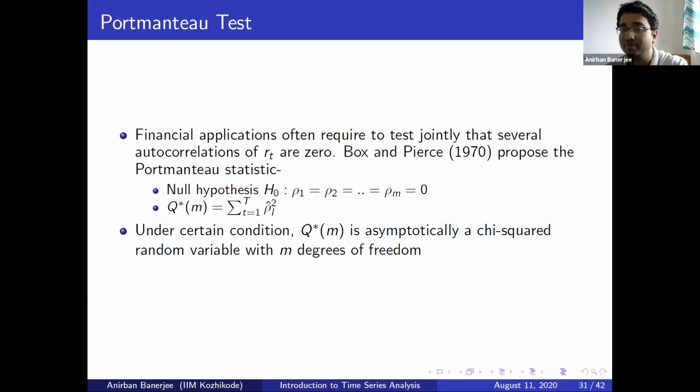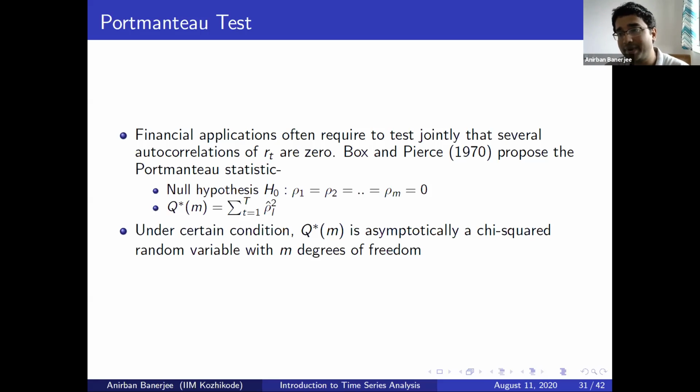Here we are trying to do something similar. By default, rho 1, rho 2, up to rho m, all of these parameters, if Box and Pierce, we want to test them as 0. So we take the square of it. Now, based on certain conditions, this is asymptotically a chi-squared random variable with m degrees of freedom.